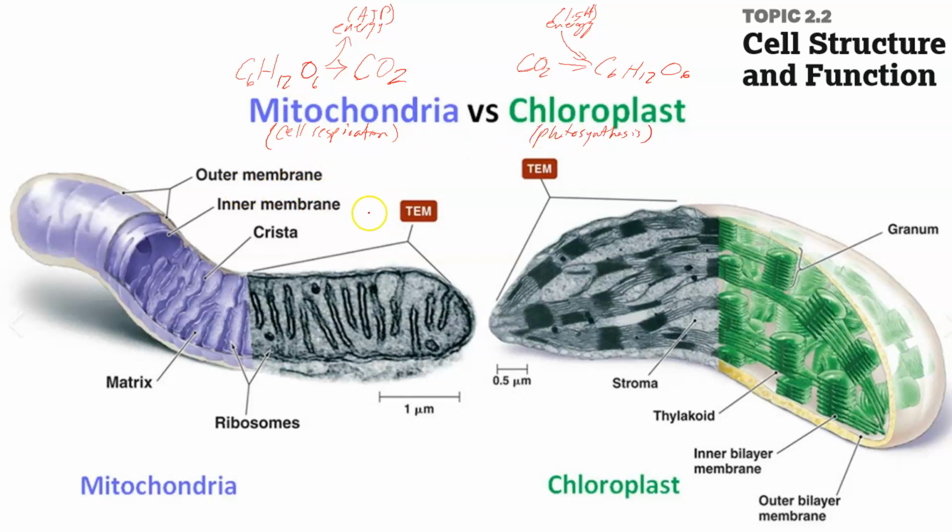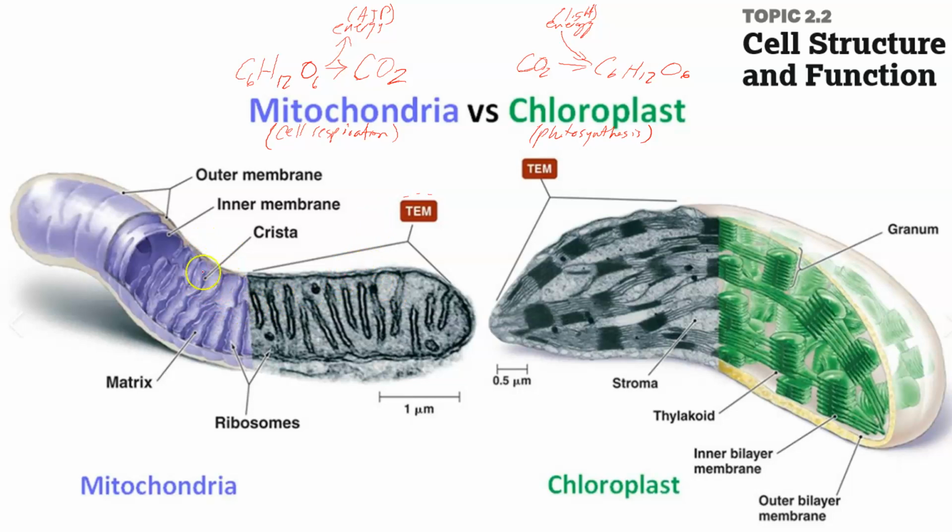Okay, so let's take a look at these. There are some terms I do want you to note. This is, of course, a mitochondria on the left, a chloroplast on the right. Here is a transmission electron microscope, TEM, image of a mitochondria. Very, very small. This is 1 micrometer large at this point. Very, very tiny.